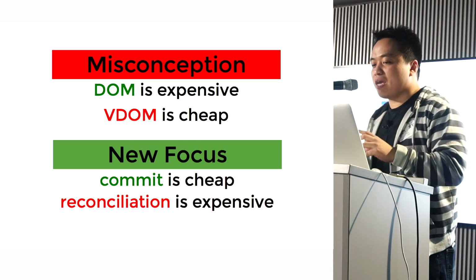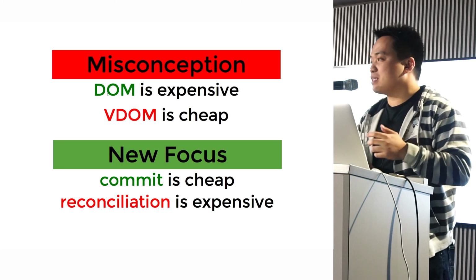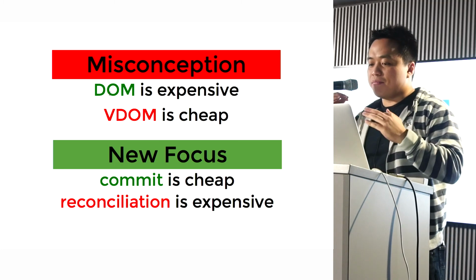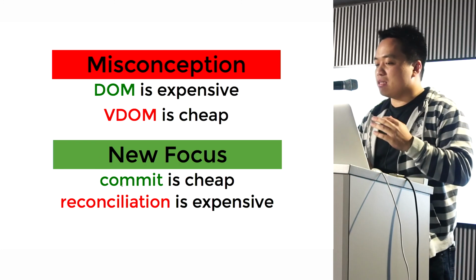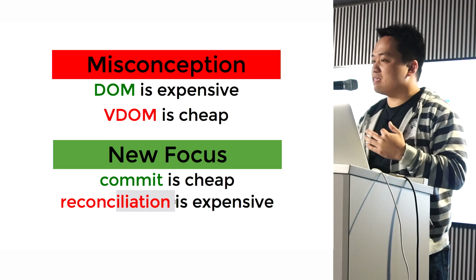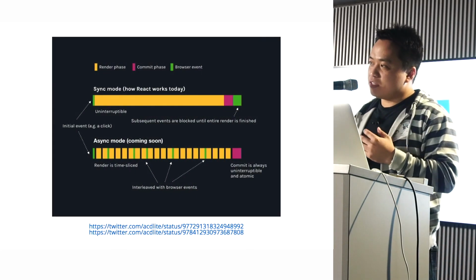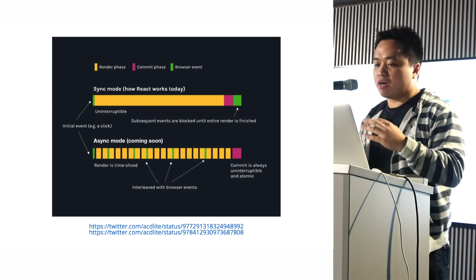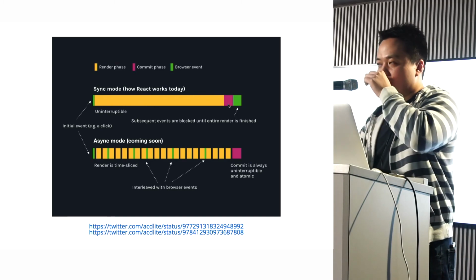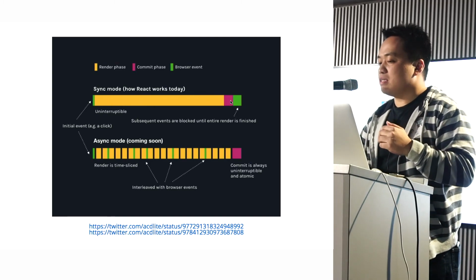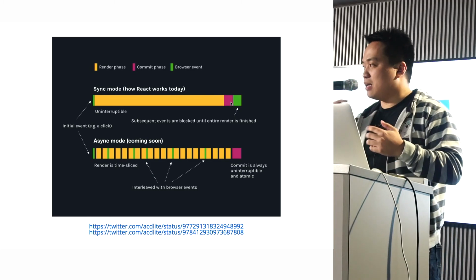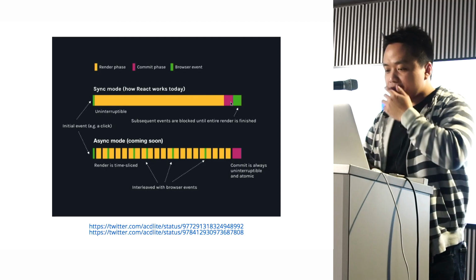A lot of us have been trained with the idea that committing to the DOM is expensive and manipulating a virtual DOM is cheap. That is wrong. The new focus is actually that committing to the DOM is cheap and reconciliation of the render tree is expensive. How do I show that? I prove it to you with these diagrams from Andrew Clark, where in synchronous mode, this is how long it takes to render your React tree, and the pink line is how long it takes to commit to the DOM, the actual browser DOM.